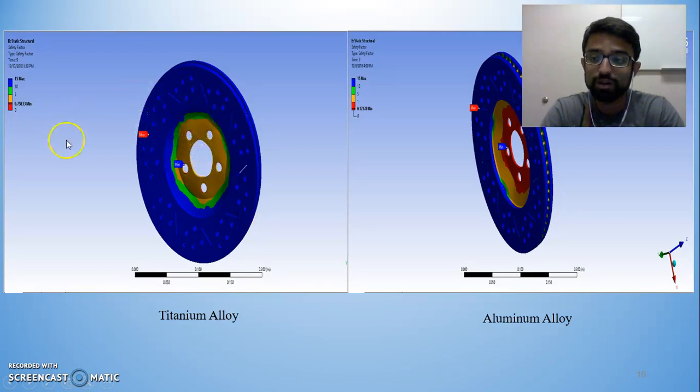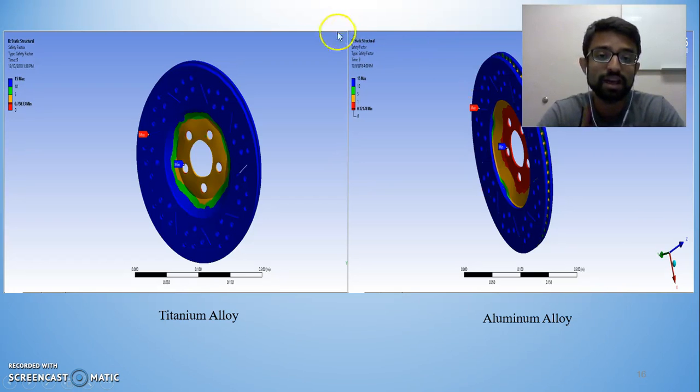But what you will notice over here is, even though it says that the minimum factor of safety is around 0.7, these areas are actually isolated along the holes which are used for bolting the disc brake onto the wheel. You can see the minimum average is actually around between 1 to 5 over here in the yellow area. So we can say that the design is actually safe, and titanium would be an excellent material for usage in a disc brake. The right hand side image shows you the factor of safety contour for aluminum alloy.